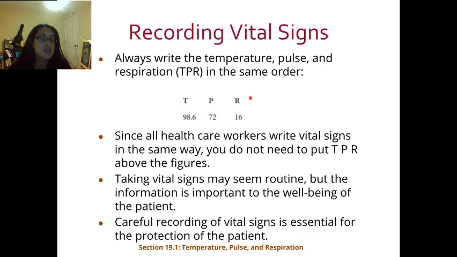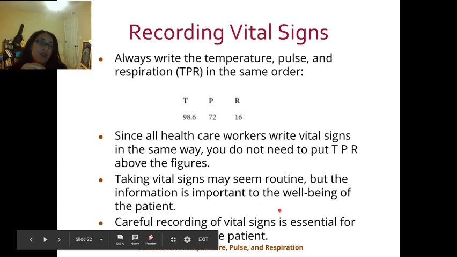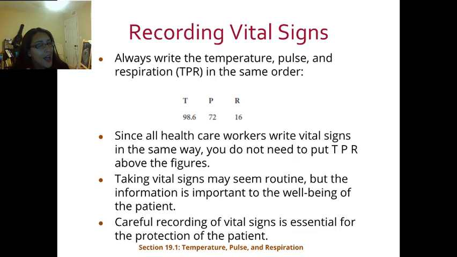Taking vital signs may seem routine, but it's important information about the patient's well-being. Careful recording of vital signs is essential for the protection of the patient. It's something very simple. If I have a patient who changes on me and is not acting right, the first thing I'm going to start looking at is, what were their vital signs before he started acting funny? What is going on? I need to see where he's been before, what is his normal, and then what is changing. It gives me a hint of what I need to be addressing and assessing.